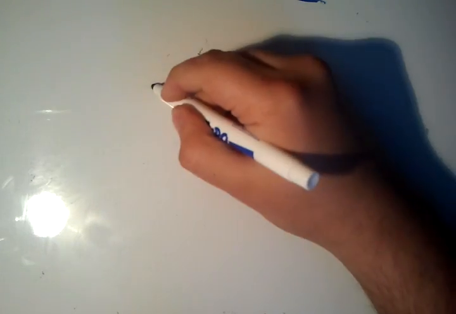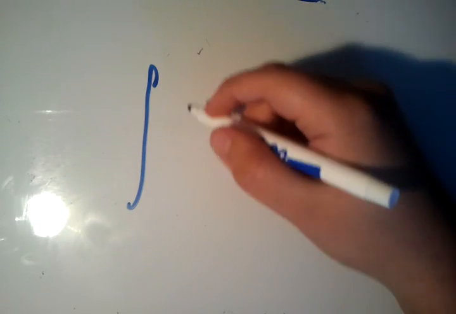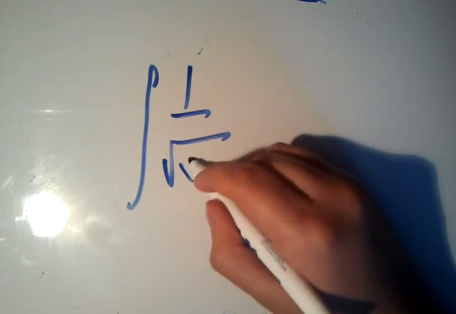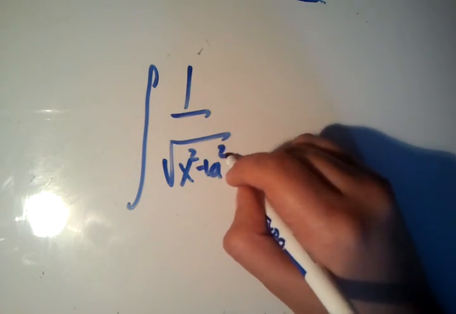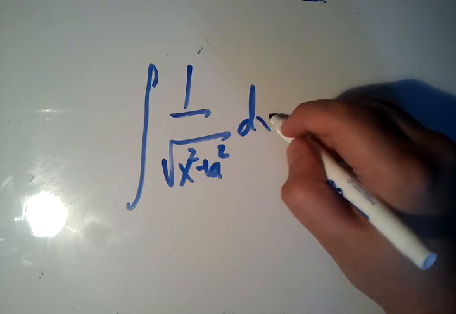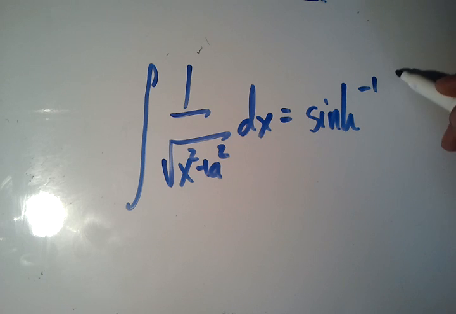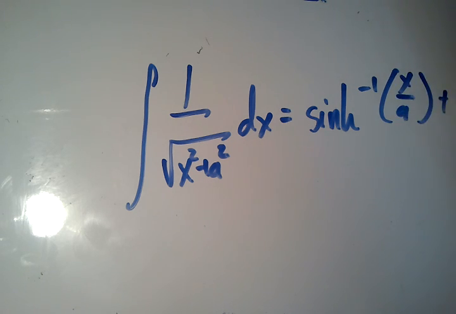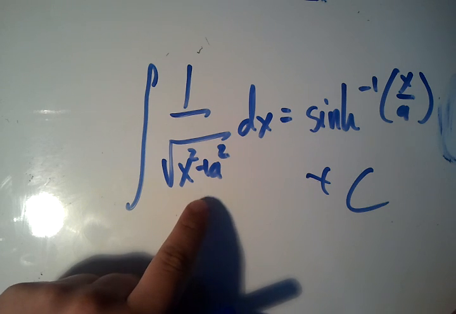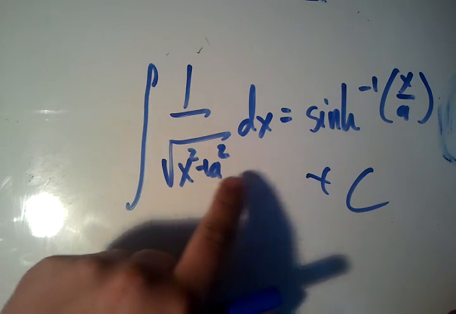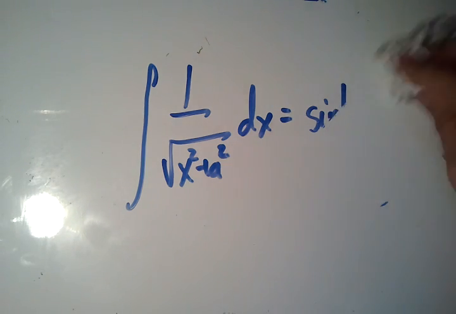And possibly the last thing we'll talk about in here is an integral that involves this. If we have the integral of 1 over the square root of x squared plus a squared, where a is just some constant, dx, then that equals inverse sinh of x over a, plus the constant. The interesting thing is we couldn't evaluate this integral without sinh. So that's the hyperbolic sine.